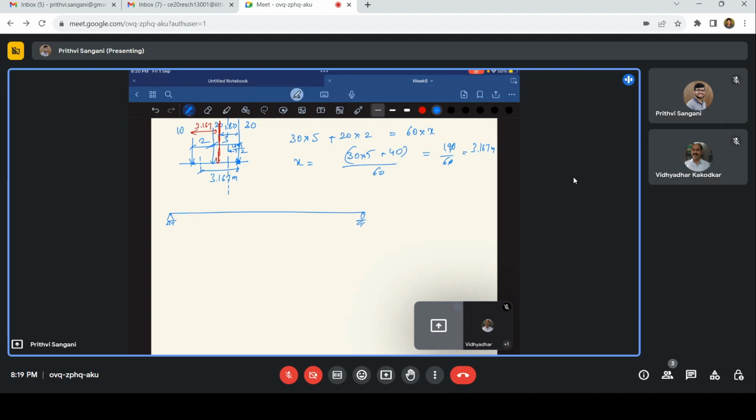So I'll just place my half. This is my half, and here I'll have my 30 kilonewton coming, and 20 coming here, and we have 10 coming at this position. Now what it says is the maximum will be at this point. And how do we calculate the maximum? That is nothing but the ordinates.